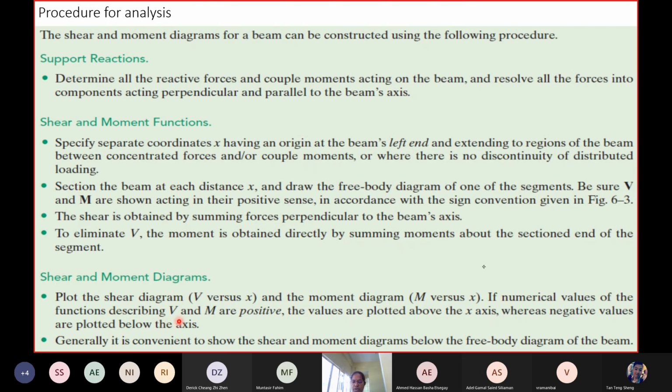You have to go in one direction. Just start from the origin or one end or one support and go in one direction. You can plot graphically the values, positive or negative, following the sign convention. You can plot one after another graphically for shear force and bending moment. Finally, generally it is convenient to show shear and moment diagrams below the free body diagram. Better you follow the member. All the diagrams will be drawn below the member.